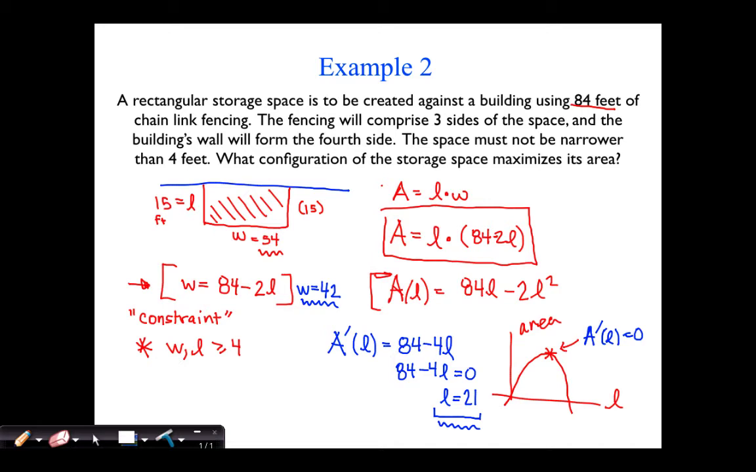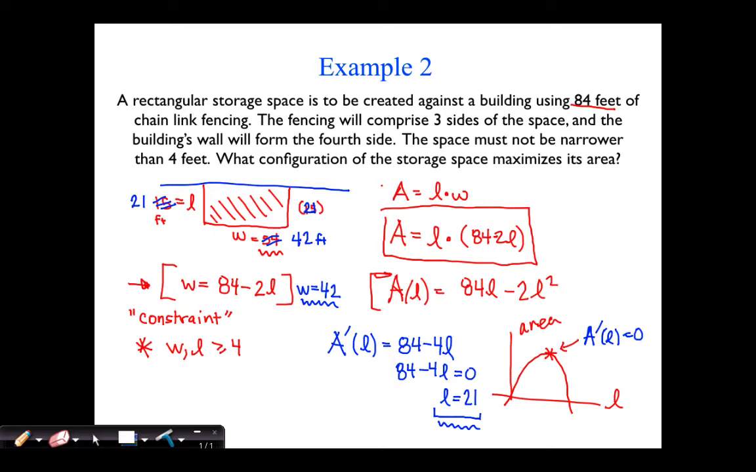Now this question, the only question was what configuration of the storage space maximizes its area. It doesn't actually ask what is the maximum area, notice, but that would be an easy second question. The first question would mean that I'd want not this 15 and 54, but I want actually to use 21 for this side that occurs twice, 21 and 21, and then this side is 42. These are all measurements in feet. This uses all 84 feet of our fence. None of the measurements are less than 4, and the area seems like it's going to be pretty big.